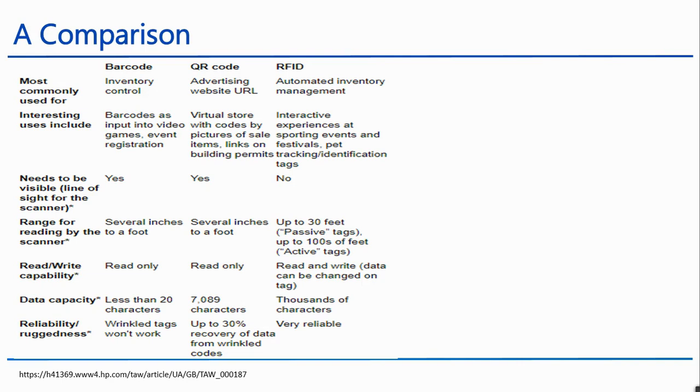Again, barcode has a range from a few inches to a foot, not beyond that, right? And similarly for the QR code, it is again several inches to a foot, which means that beyond 1 foot, the QR code and barcode cannot be read. But if you talk about RFID, it can scan up to 30 feet, right?